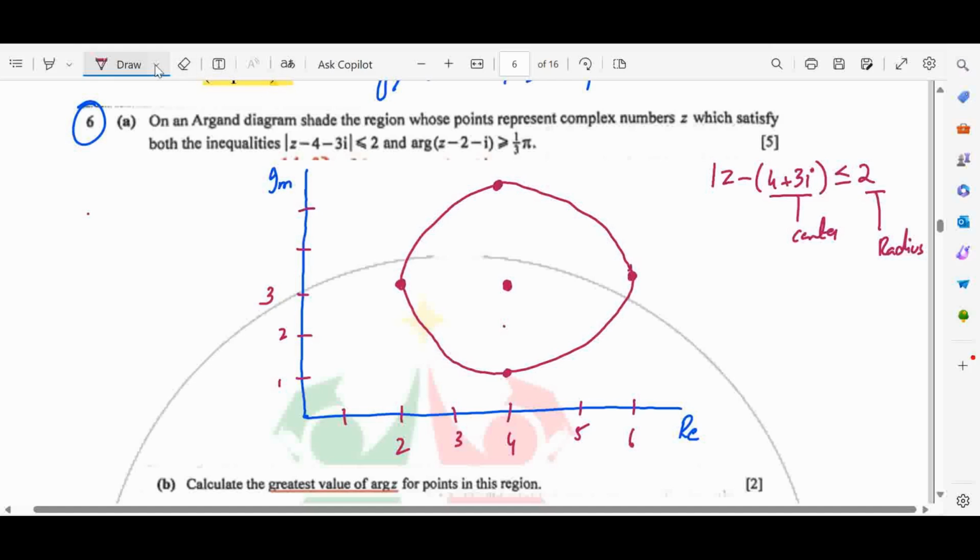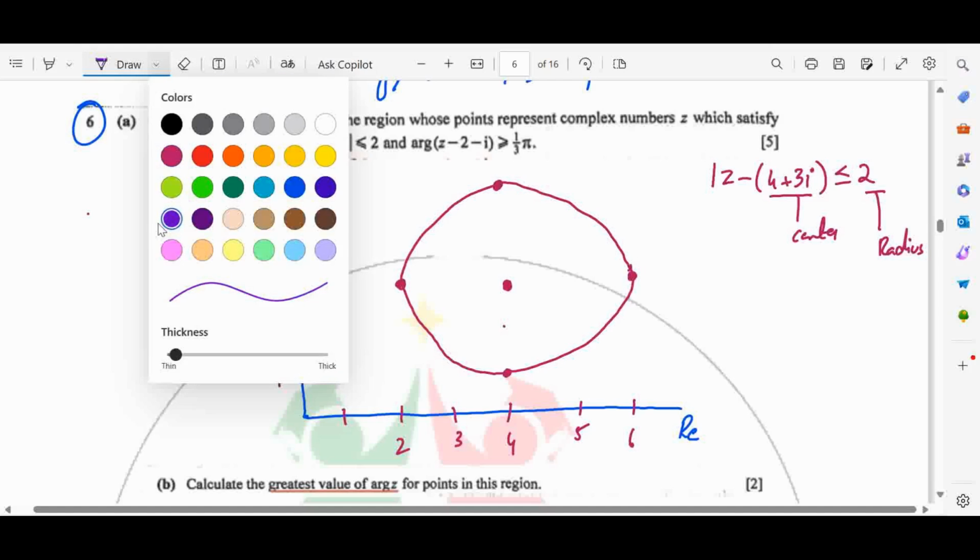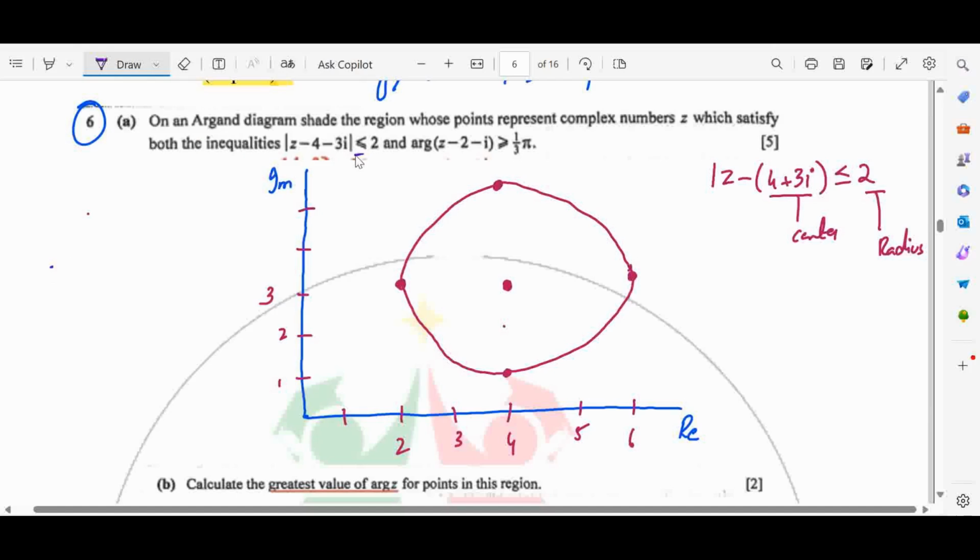Okay, this will be the circle. I hope the first thing is clear. The region less than means the region inside the circle. Now the second thing is the argument of this. First of all, we need to understand the concept that the argument of z minus 2 plus i is greater than or equal to pi by 3. Now the argument means that we have to use this point.